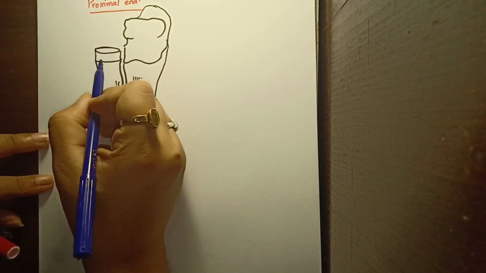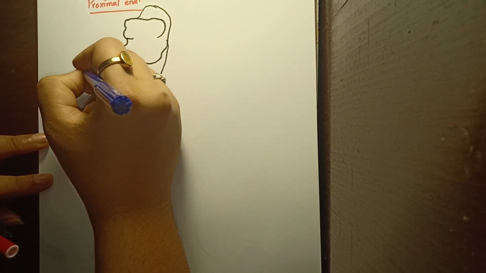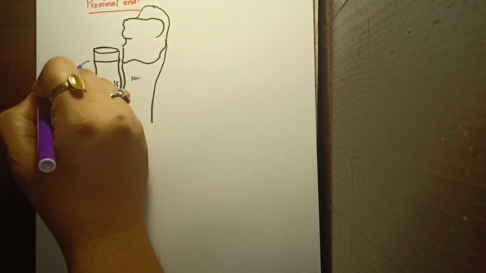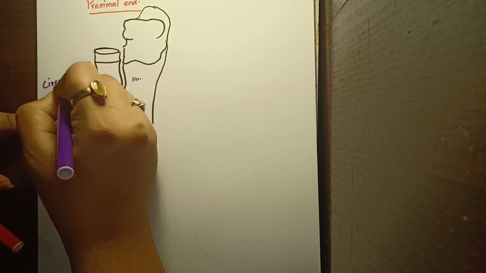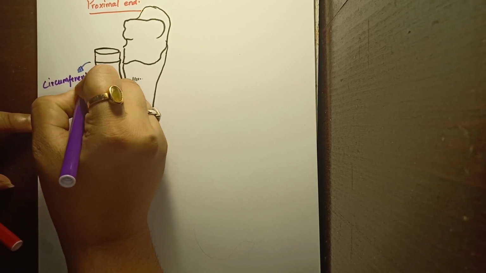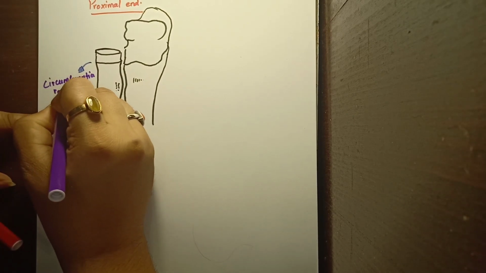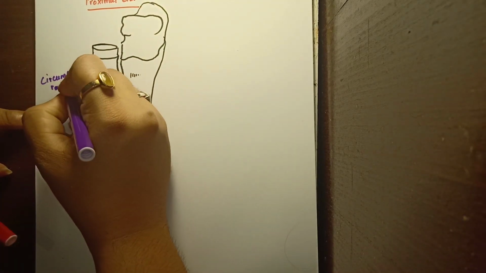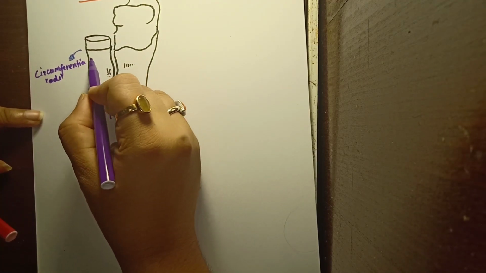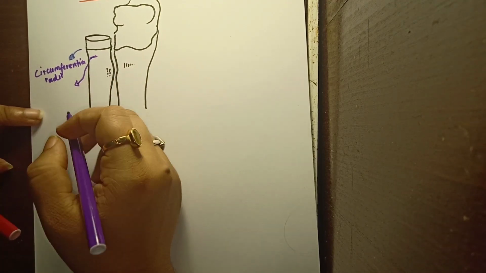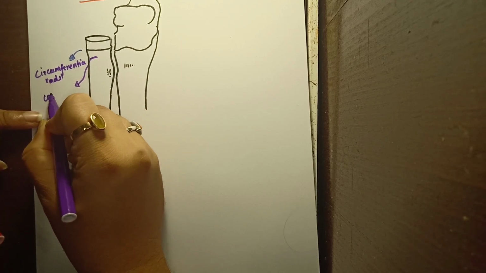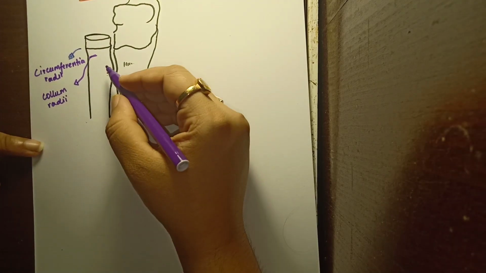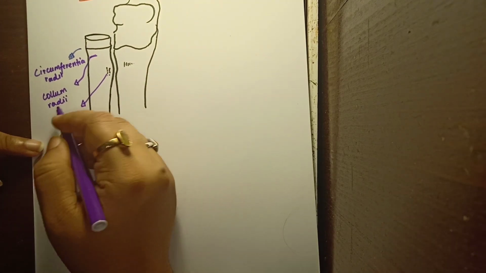So this part is known as circumferentia radii, or you can say articularis. Okay, here this is a neck part, so we will call it collum radii. And here this is known as tuberositas radii.